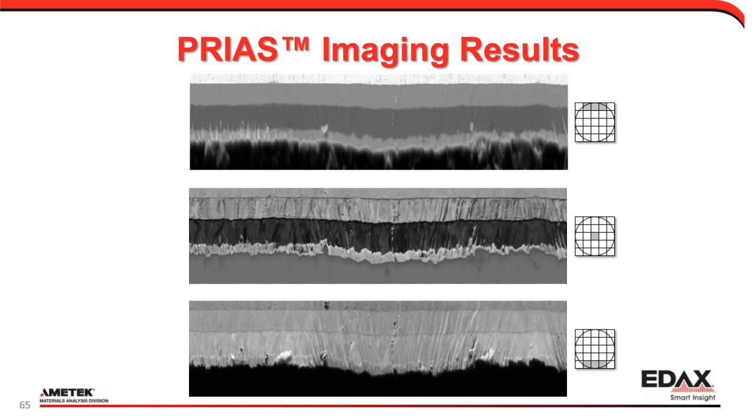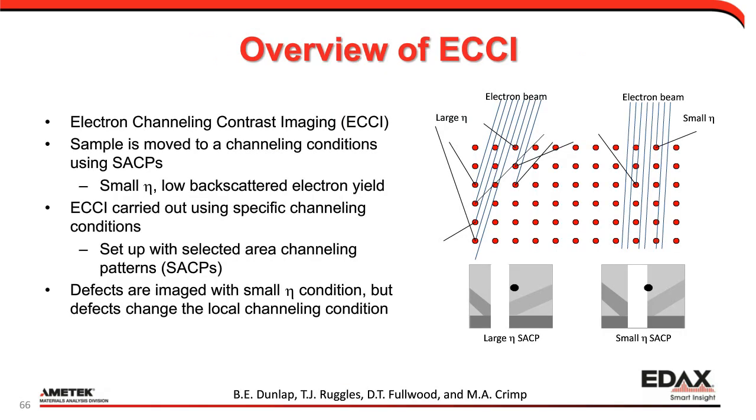So, other techniques we can think about for correlation. This is one that's ECCI, or electron channeling contrast imaging. This is a technique where we're imaging the sample, and by positioning the tilt of the sample relative to the incident beam, we can get different channeling conditions. So you can see on the schematic on the right, when there's a small n, where n is the variable there, we get channeling down through the columns of atoms. When it's a larger n, we get more blockage. So we get different channeling conditions and different imaging contrasts through the positioning of the sample.